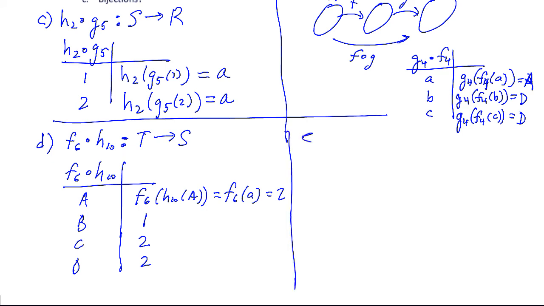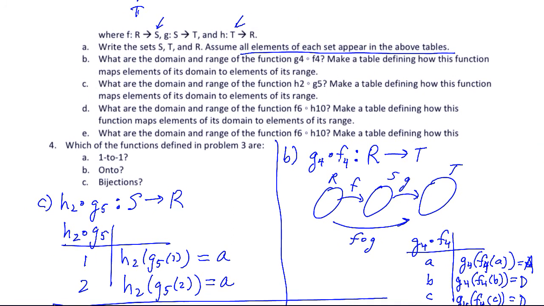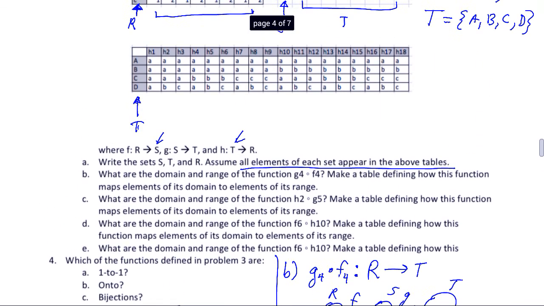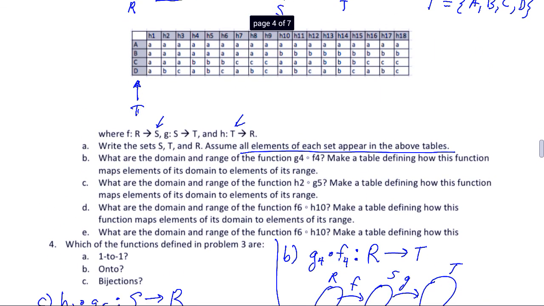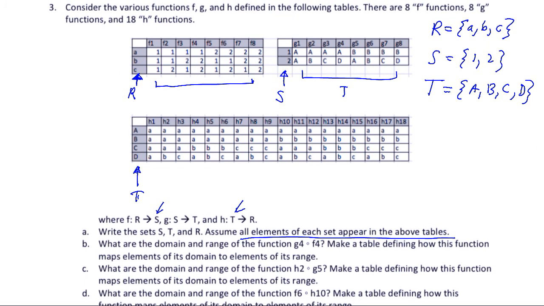Finally, part E. What is the domain in the range of F6 and H10? Oh shoot, I repeated it here and I forget what I gave you as the new one to do. So I won't do anything there. Which of them are 1-to-1 and onto? Well, let's just solve this problem by marking the tables.